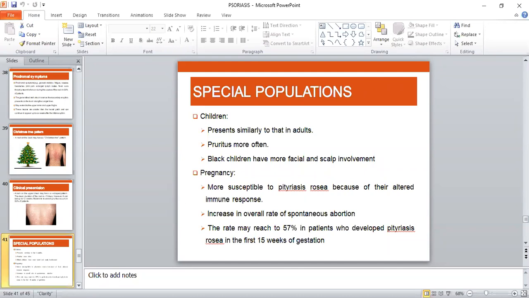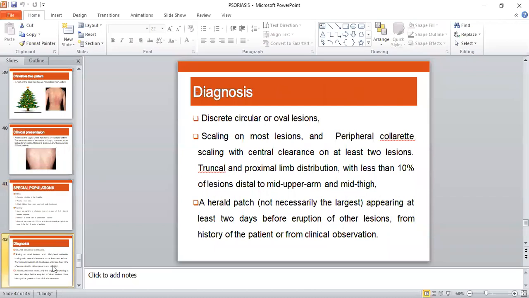And then we come to the diagnosis. Discrete circular or oval lesions with scaling on most lesions, peripheral collarette scaling and central clearing on at least two lesions, and truncal and proximal limb distribution with less than 10% of lesions distal to the mid upper arm and the mid thigh. The herald patch is not necessarily the largest and appears at least 2 days before the eruption of other lesions. Because usually the patient comes after those eruptions, we can't find the herald patch. The history of the patient and the clinical observation are there.